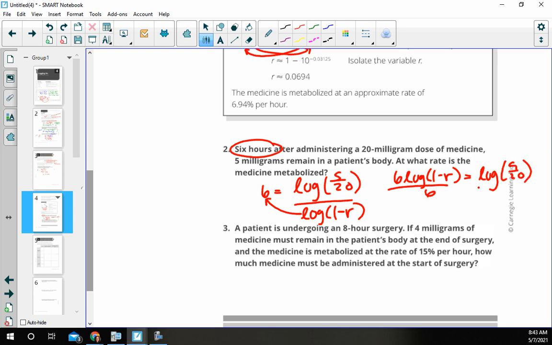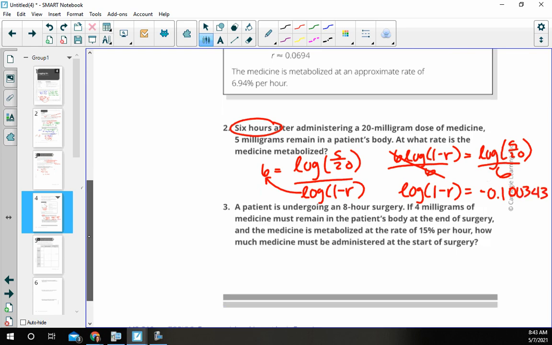I'm going to divide that 6 over because it right now is being multiplied. So log of 1 minus r is equal to log of 5 divided by 20, divided by 6. So I'm going to go ahead and grab a calculator to type it in. Okay, I get negative 0.1000343. I'm going to try to keep that decimal and use it. I'm running out of space here.